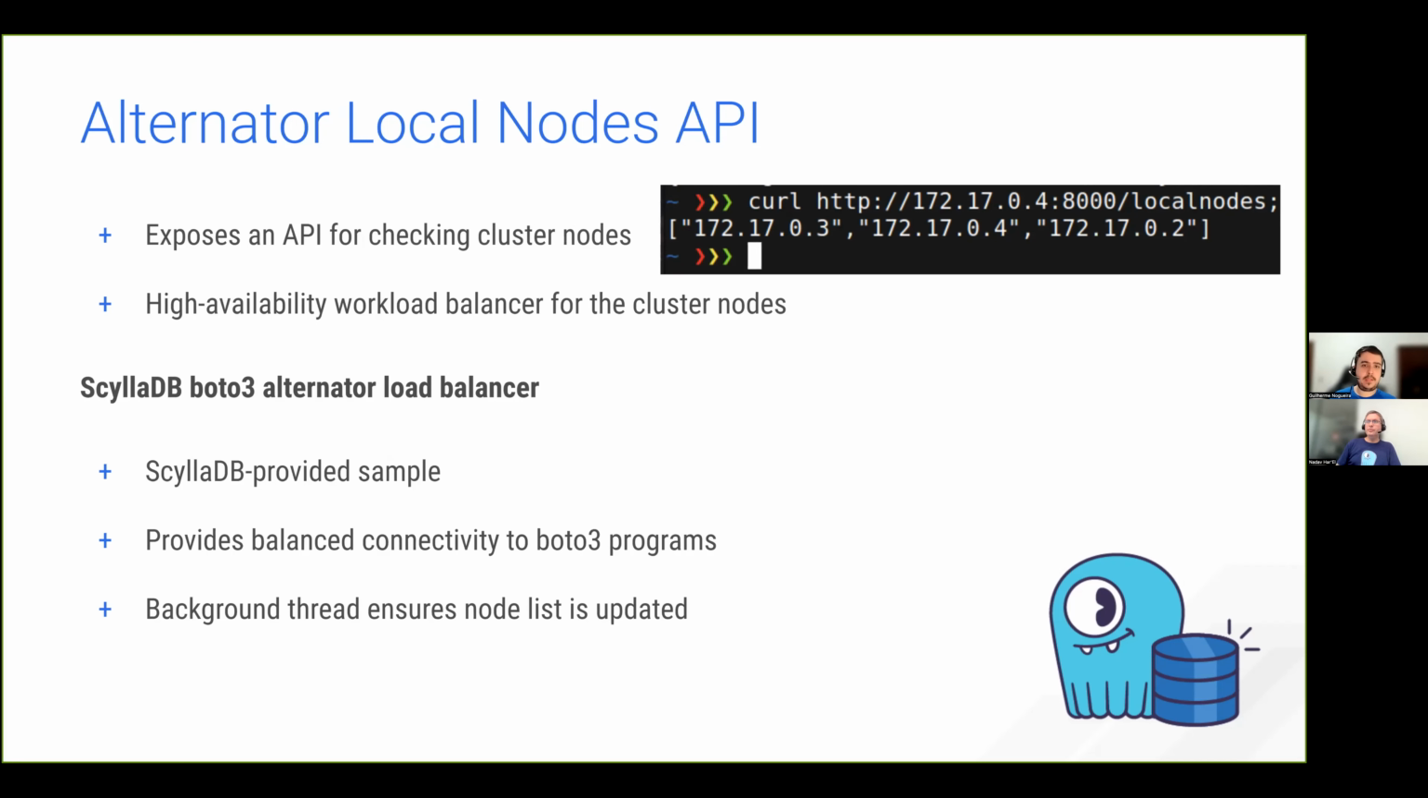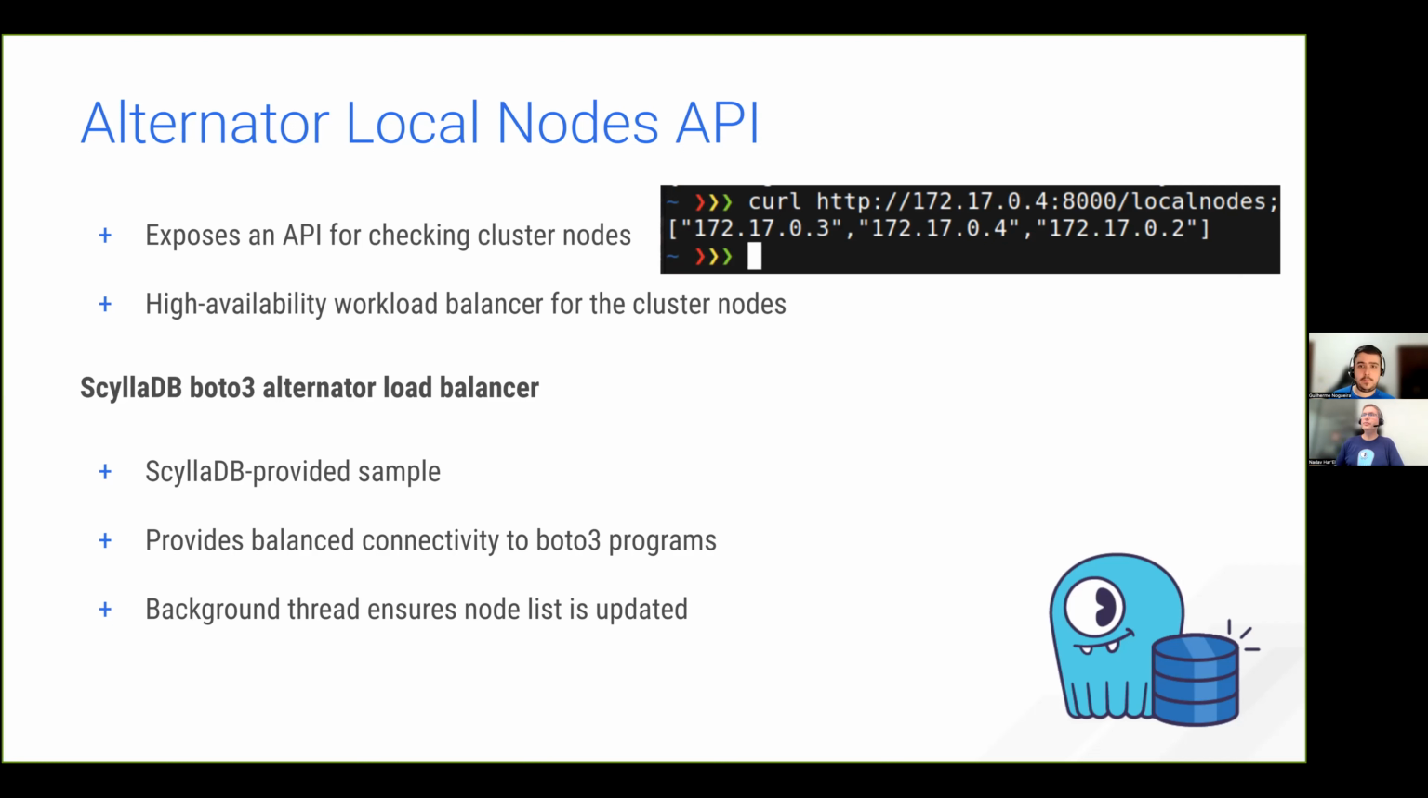So Alternator exposes an API for checking cluster nodes. It has a high availability workload balancer for the cluster nodes because it can tell you which nodes are live at the exact moment that it's consulted. And as you can see in the example of the curl I did here, it basically returns all the IP addresses for the nodes that can be used to reach the Alternator interfaces.